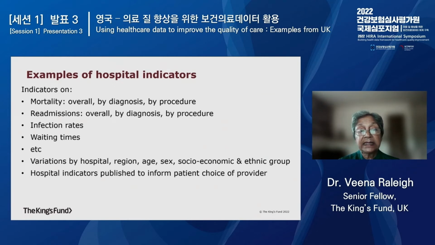And then the data can be analyzed both by hospital, but it can also be aggregated to look at differences between different geographical areas, different age groups, sex, different socioeconomic groups, to measure, for example, do poorer groups have equal access to hospital care, and by ethnic group. And the data is published for the public so that they can see how their local hospital is performing. Next slide, please.